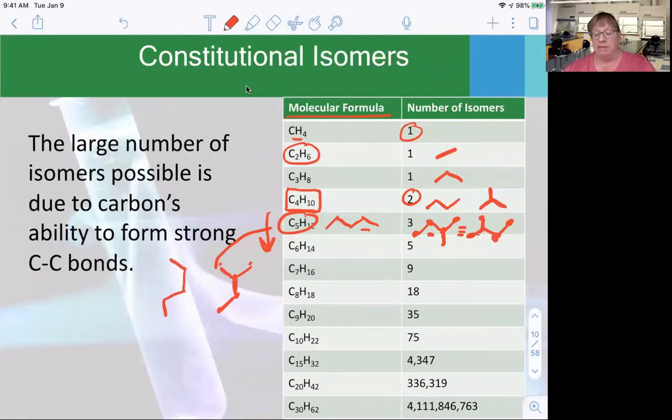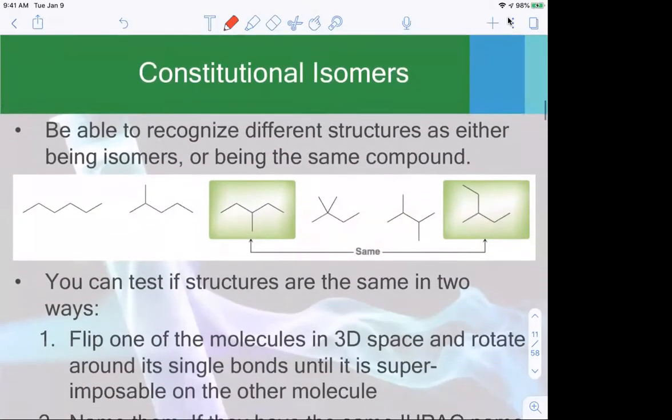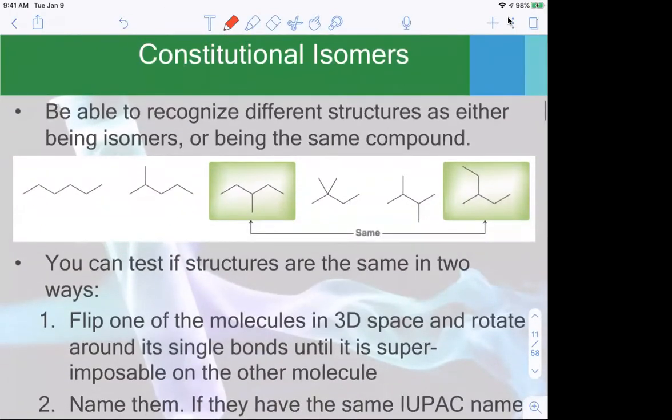If I have the same connectivity, it will be the same compound. If I have the same molecular formula, but I have different connectivity, then it's going to be a constitutional isomer. So what you have to do is be able to recognize different structures as either being isomers or being the same compound.